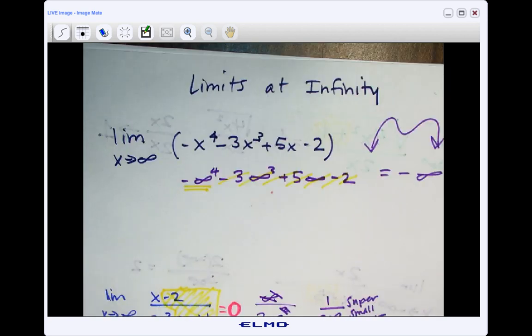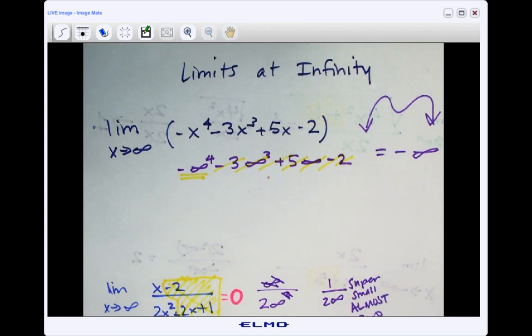Beautiful limits at infinity. Take a try at those. I think you'll be successful.